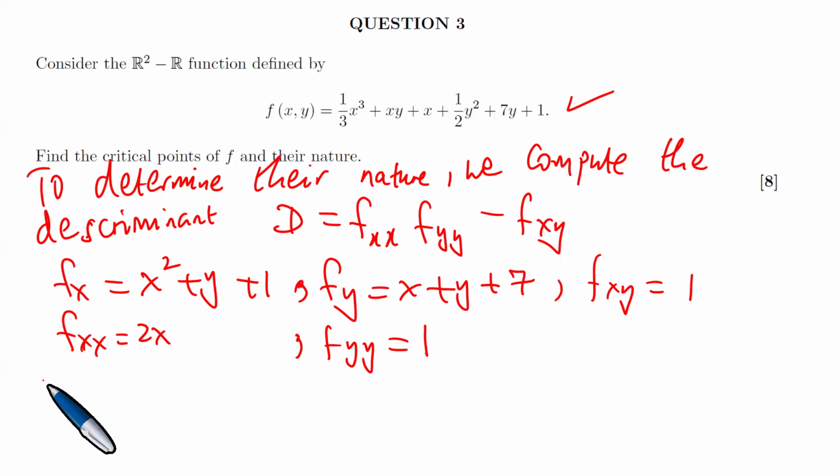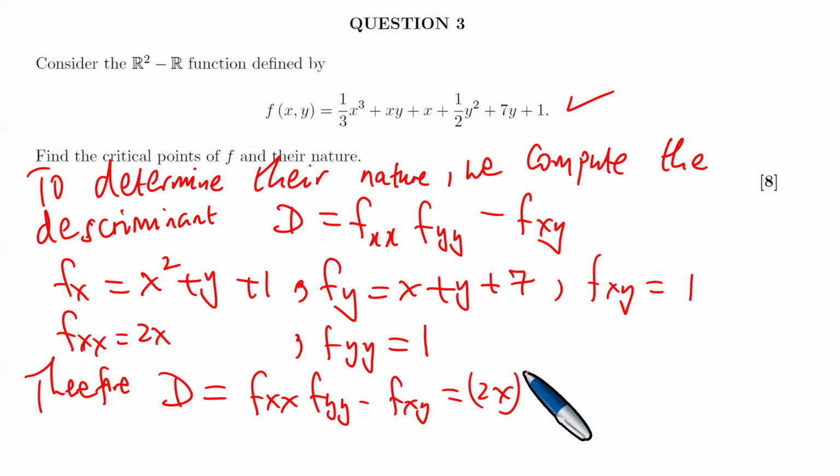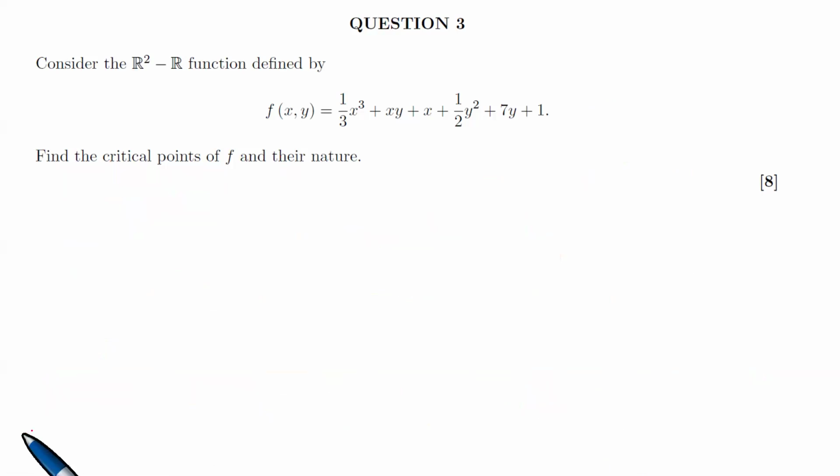Therefore, the D, which we've already said is fxx fyy minus fxy. And fxx is 2x, fyy is 1, fxy is 1, which is 2x minus 1. Okay, we found the discriminant now. What is the discriminant? Hence the discriminant.